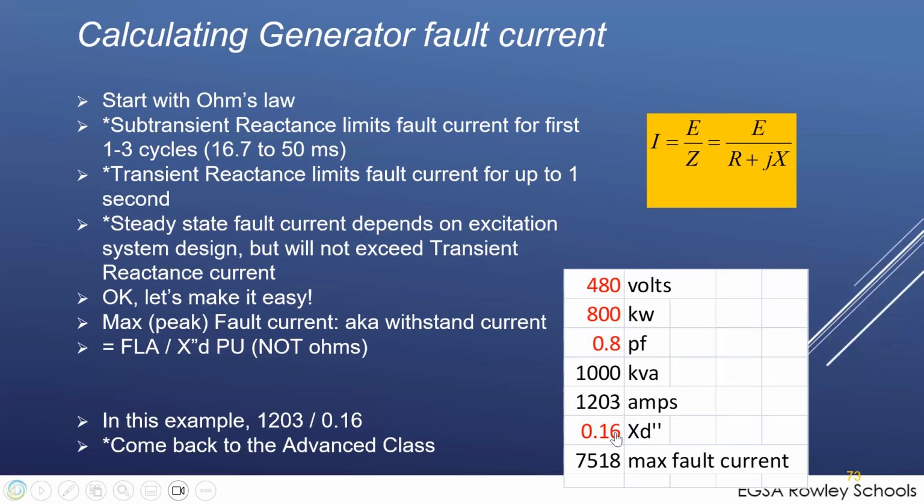So 1203 divided by 0.16 gives us 7518. So you can tell your customer with a high degree of confidence, this is within a few percent of the actual short circuit current. Now, we're not counting the contributions from external sources coming back into the generator from some external load. No, this is the generator's contribution to a fault, which peaks out at 7518, the peak value of the subtransient reactance. Okay. We'll talk more about this later on, but this is the value.